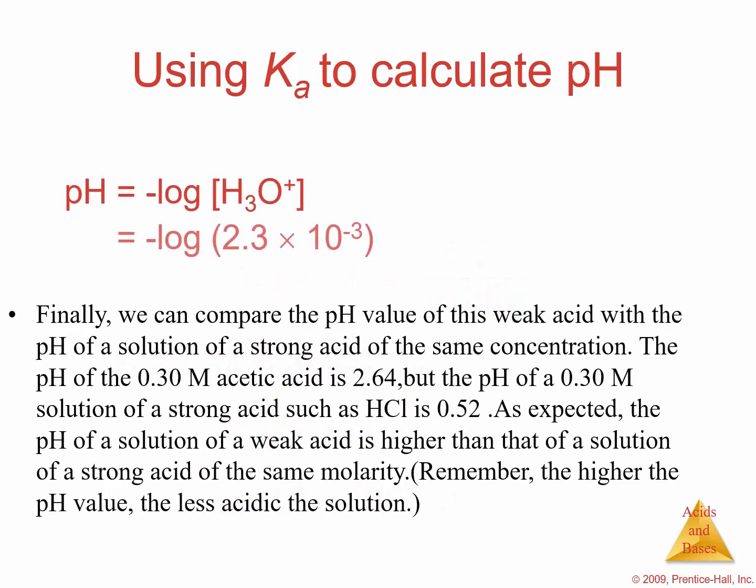So the pH equals this value, minus log of the molar concentration of H3O+, and this equals 2.64. Now finally, we can compare the pH value of this weak acid with the pH of a solution of a strong acid of the same concentration. The pH of the 0.30 molar acetic acid is 2.64, as we calculated here. But the pH of a 0.30 molar solution of a strong acid such as HCl equals 0.52.